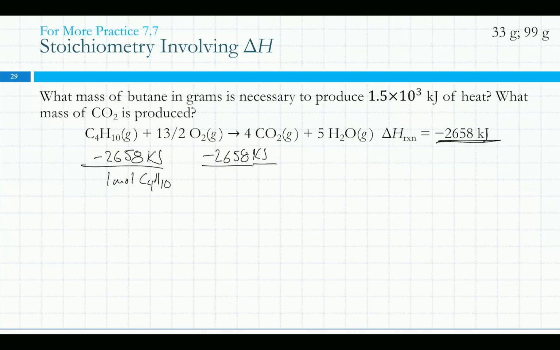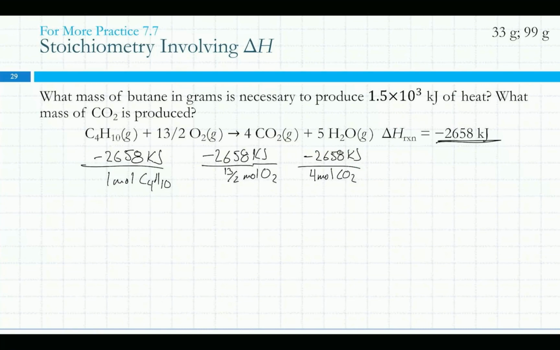So just writing out more of these ratios, right? We do negative 2,658 kilojoules per 13/2 moles of oxygen. Improper fraction though, maybe. We could rewrite it as 6.5 if you wanted. So what's another ratio that I could write up? For 4 moles of CO2. And this is a little bit beside the point to solving the problem, but just to show we can relate this number to all of these.